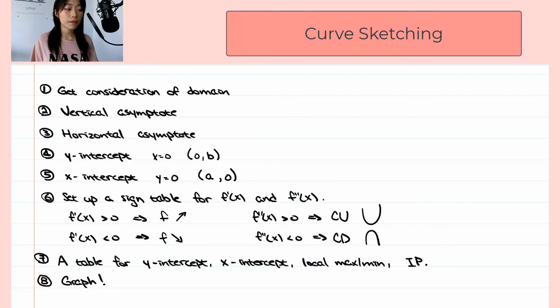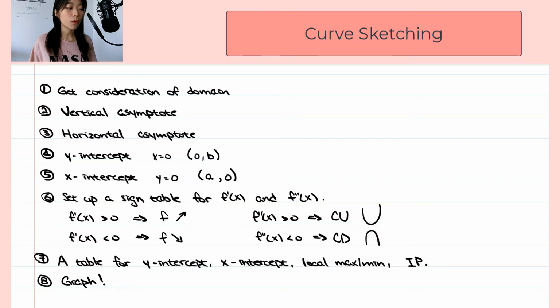And then the fourth step, we'll find the y-intercept, which means when x equals 0. And then the fifth step is to find the x-intercept, which means when y equals 0. So we'll solve the function. And then the sixth step, we'll set up a sign table for the first derivative and the second derivative.